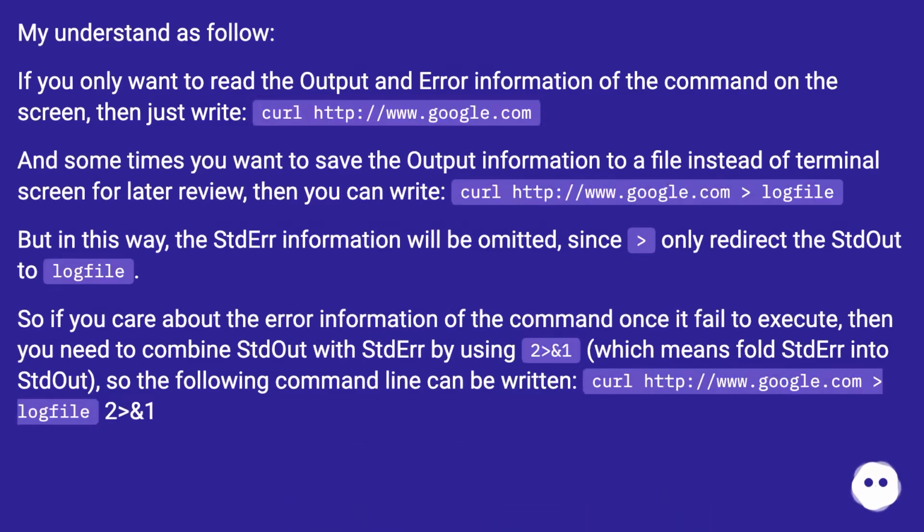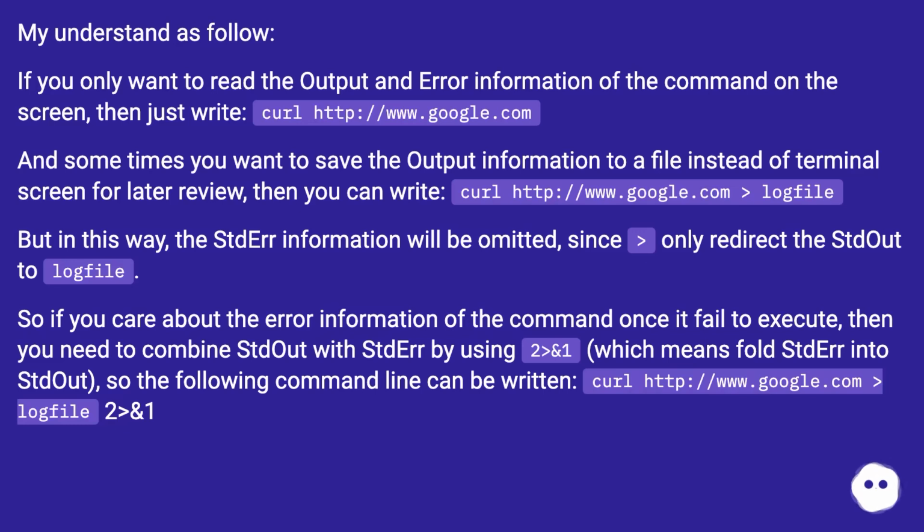My understanding is as follows. If you only want to read the output and error information of the command on the screen, then just write curl http://www.google.com. And sometimes you want to save the output information to a file instead of the terminal screen for later review, then you can write curl http://www.google.com > logfile.